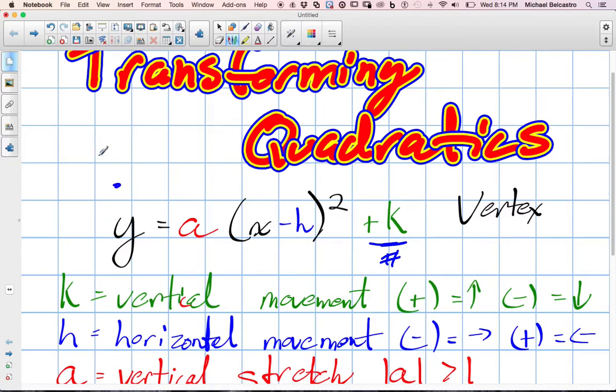So if you have your original quadratic, if k is a positive value, like positive 2, that means the whole quadratic is moved up 2. If it's a negative value, it goes down. So the whole quadratic will have moved downwards.